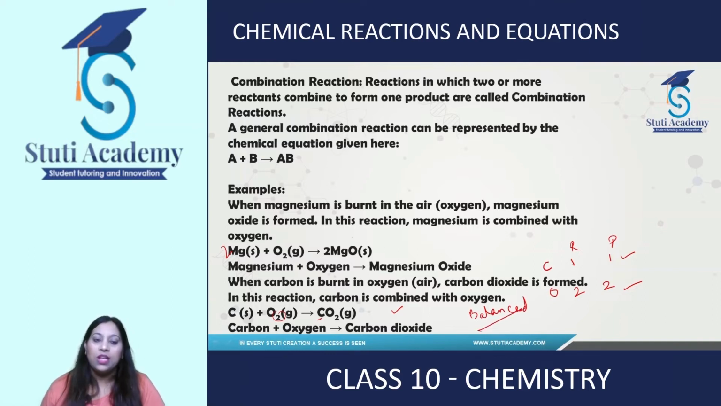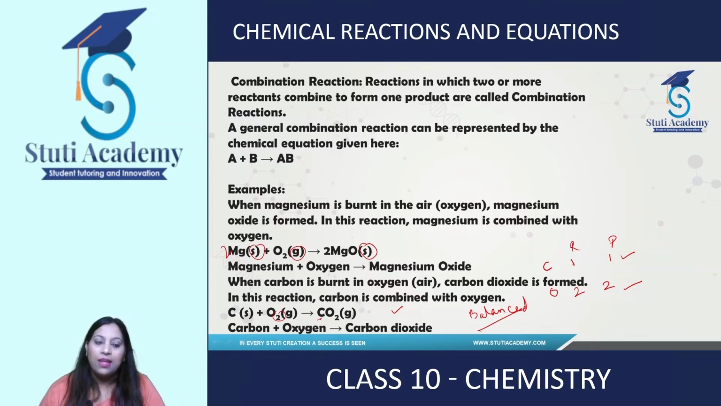And just look at these equations here in brackets. These alphabets are written, and these alphabets represent the state of that particular substance present in a reaction. Magnesium exists in solid state, oxygen exists in gaseous state, and magnesium oxide exists in solid state.